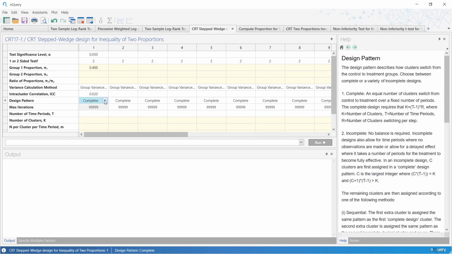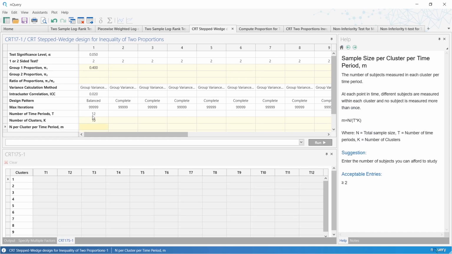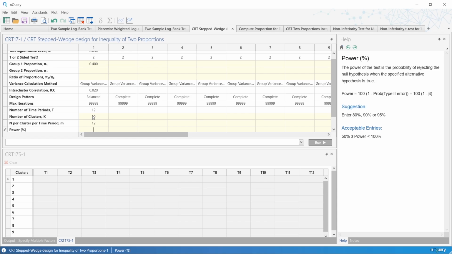This isn't a complete design. It's actually a balanced design, which means that in this case we need to set the balance here, because if it's complete, then you have to fulfill the k divided by t minus 1 equals an integer criteria. And so they had a number of time periods equal to 12. They had 12 measurements, 10 clusters, and 12 births per cluster per time period. So in each cluster at each time period, 12 births would be evaluated. And then they had a power of 80%.